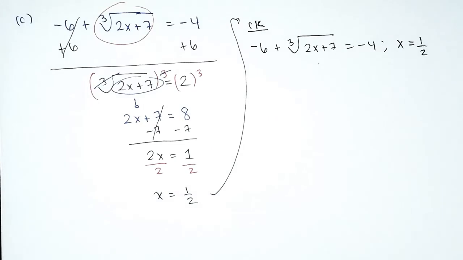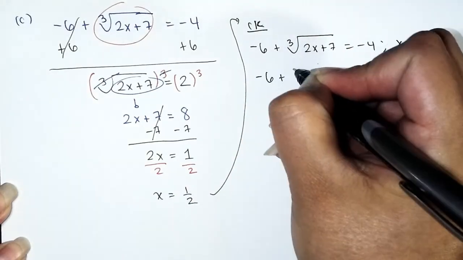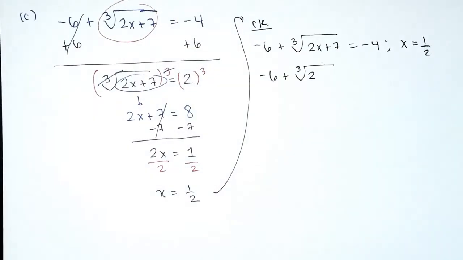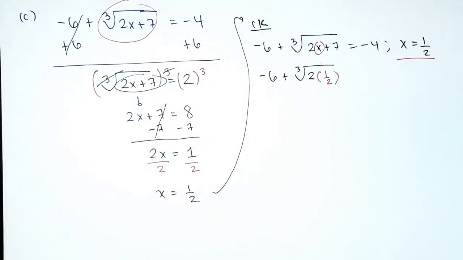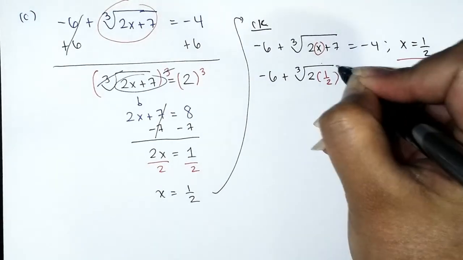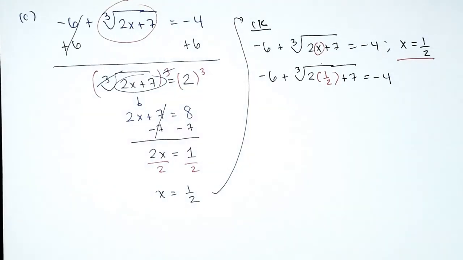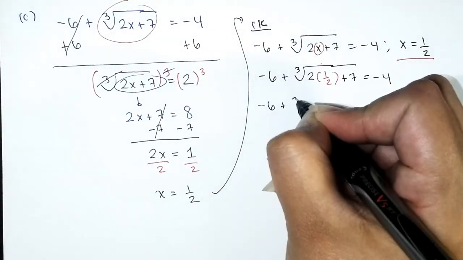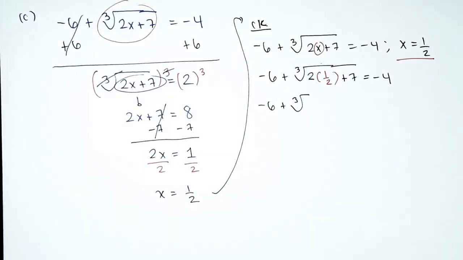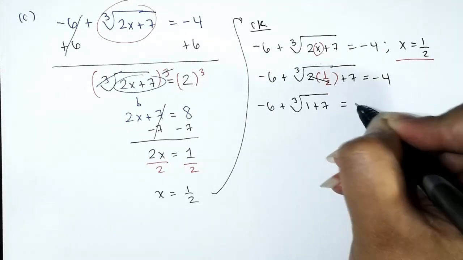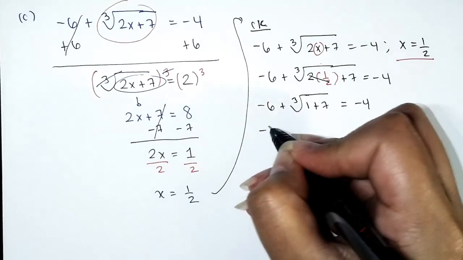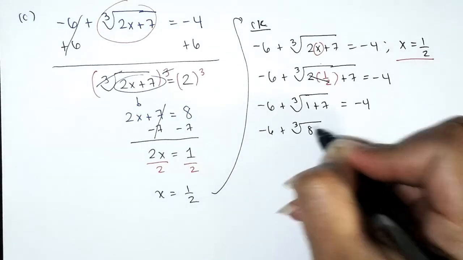Okay, so we have negative 6 plus the cube root of 2 times x, and our proposed solution is 1/2. Let's bring down the rest of the problem, plus 7. And we want to know, does this sum equal negative 4? Okay, so let's take our time. The worst thing you can do to yourself is you take your time on the algebra, but then you rush to checking. The checking is just as important. Product of 2 and 1/2 will leave us with 1. And we want to know if the sum equals negative 4. Sum of 1 and 7 will give us 8.